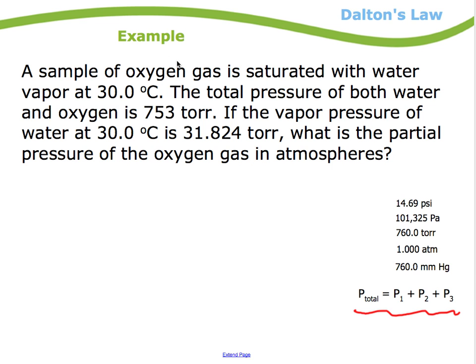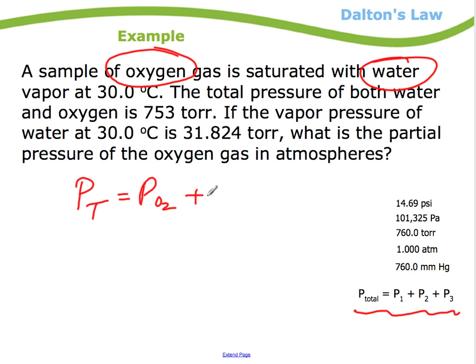Sample oxygen saturated at 30. Total pressure, the total pressure of both water and oxygen. So it looks like I've got oxygen in a tank and I've got water vapor in a tank. So I've got two together. So if I was writing my Dalton formula, it'd be pressure total is equal to the pressure due to oxygen plus the pressure due to water. So that would be my formula.